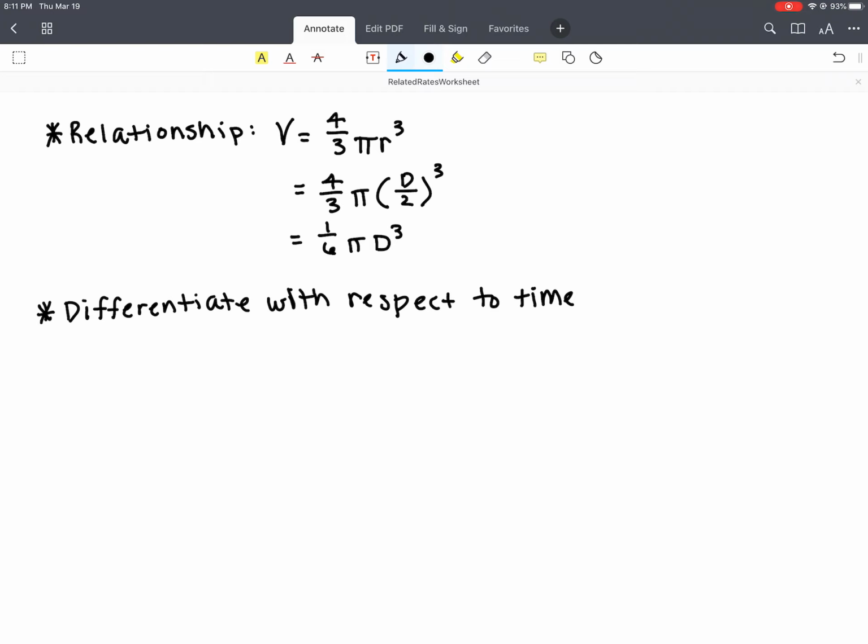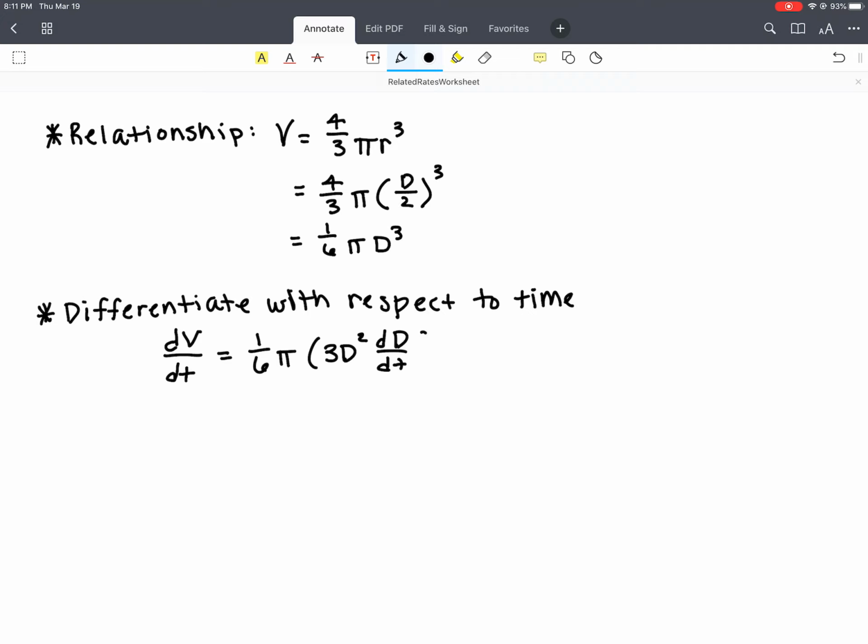So our equation is actually V is equal to 1/6 pi d cubed. So we do have a dV dt on the left. And over here we have 1/6 pi times 3d squared dd dt. So remember, we're interested in the diameter, not the radius. So then we can move some things around here, so we get 1/2 pi d squared dd dt.